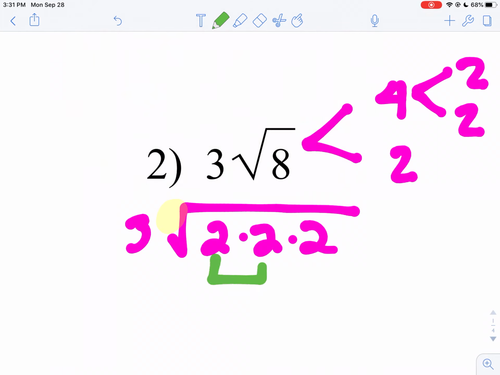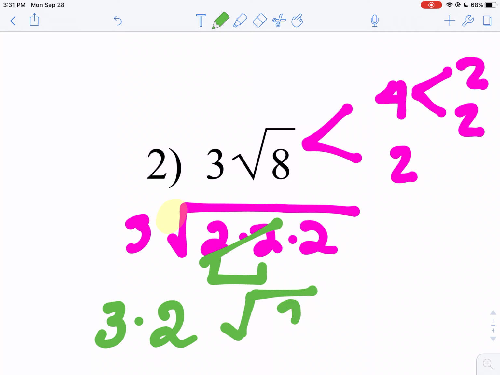If you have a group of 2, you can take one of those out. Okay, so I already have a 3, and I can take a 2 out, and it's gone. Make sure you cross it out. And then inside the radical, I just have a 2 left.